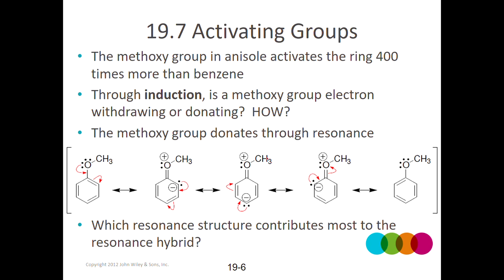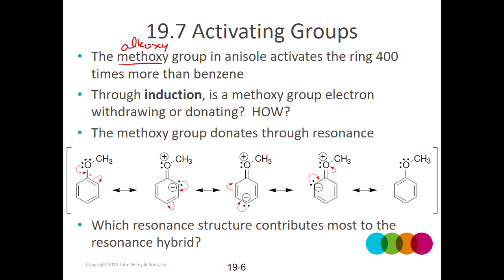So, other groups that could be attached to the ring that would affect where the next EAS reaction is going to occur. One of those types of groups is an alkoxy group. A specific example of that would be methoxy. If I have a methyl here, it's a methoxy. If I have an ethyl here, it's an ethoxy. Any other alkyl here makes this an alkoxy group.